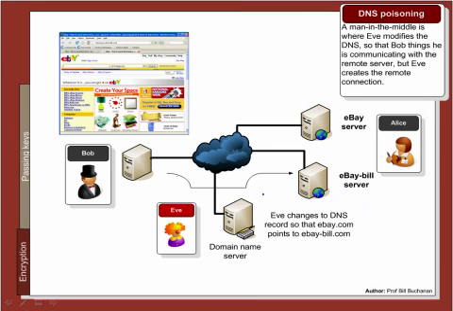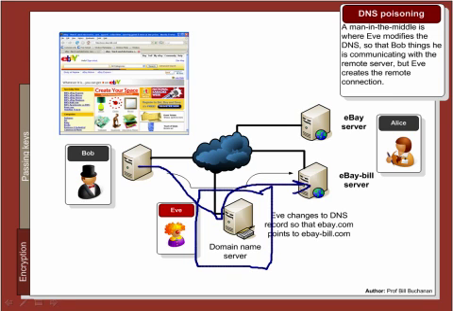Another example might be in what's called DNS poisoning. In this way, Eve poisons the DNS server so that instead of communicating with Alice, which is the eBay server here, Eve poisons it so that the communication actually happens with another server.